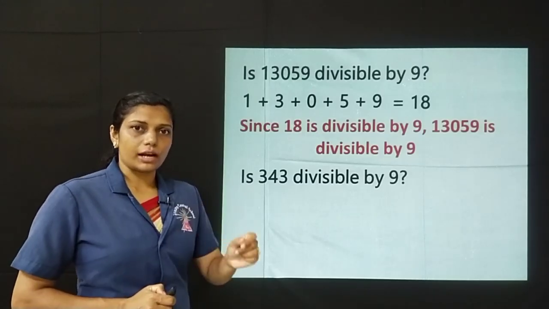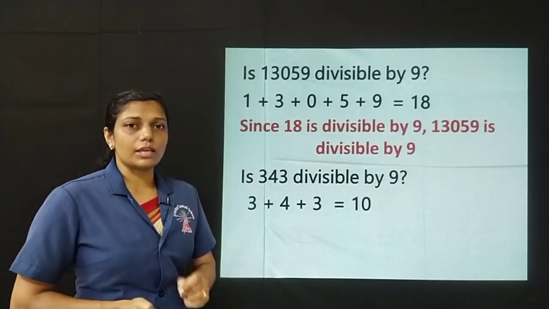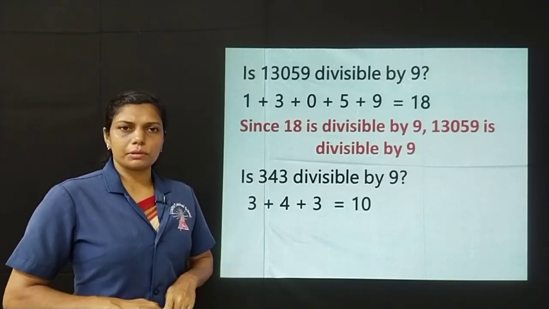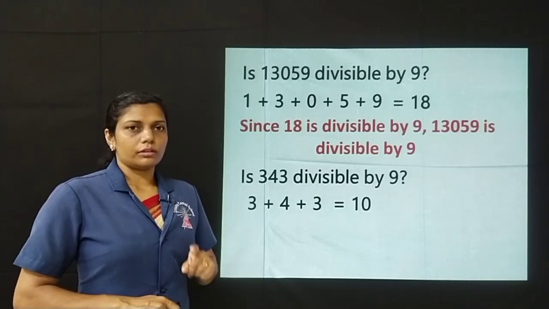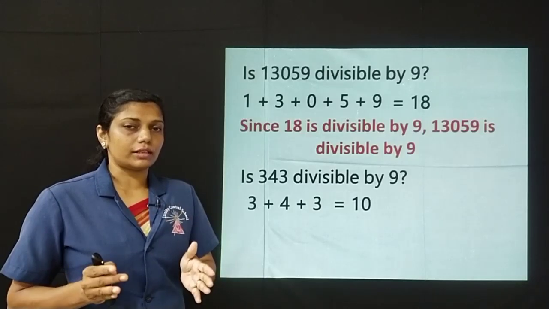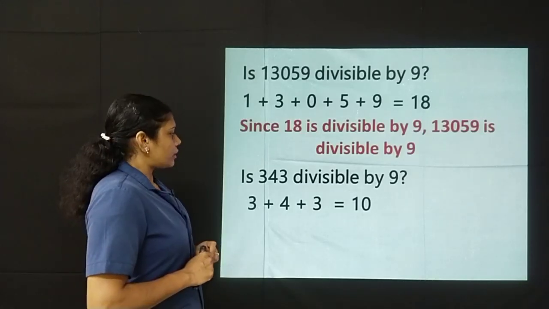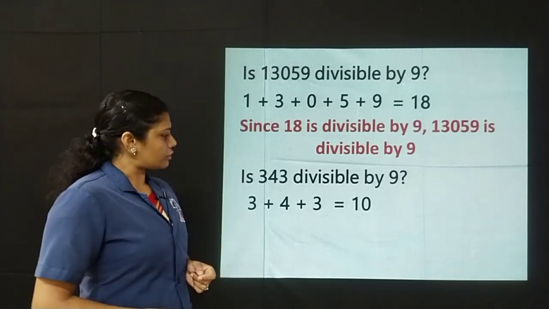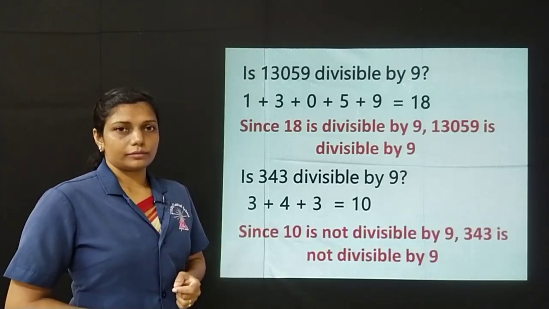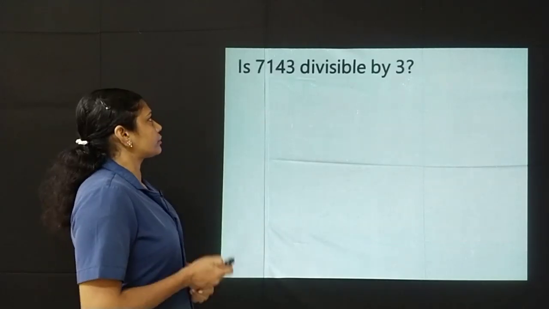What do we do? We add up the digits. Yes, 3 plus 4 plus 3 is equal to 10. Is 10 divisible by 9? No. 9 ones are 9, 9 twos are 18, 10 falls in between. So, it is not divisible by 9. So, 343 is not divisible by 9. Is this clear, children? Let us move on to the next one.